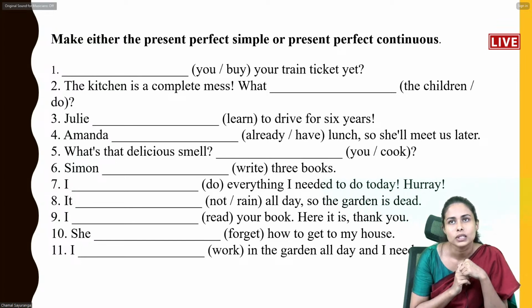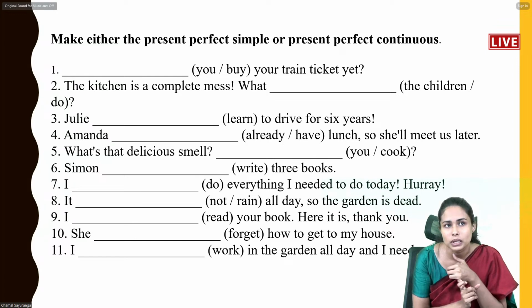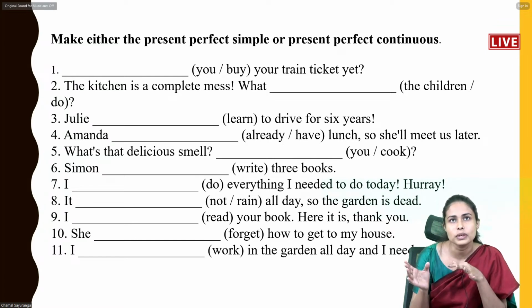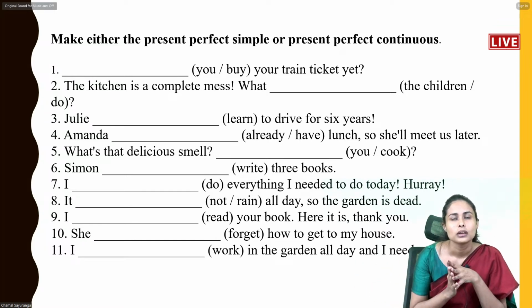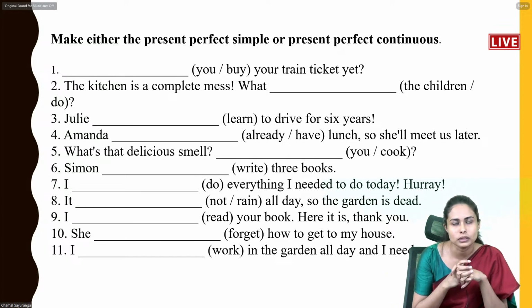What have? Yeah, the children, the subject is plural, therefore we have to use the helping verb have, because we are talking about present perfect and present perfect continuous. For those we have to use have, has, not am, is, are. Is that clear? Yes. Okay, so the correct sentence is, the kitchen is a complete mess. What have the children been doing? We can emphasize there is a duration of time of the action, and the result is that the kitchen is a complete mess.